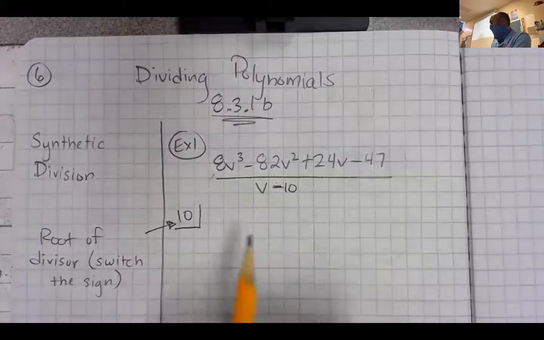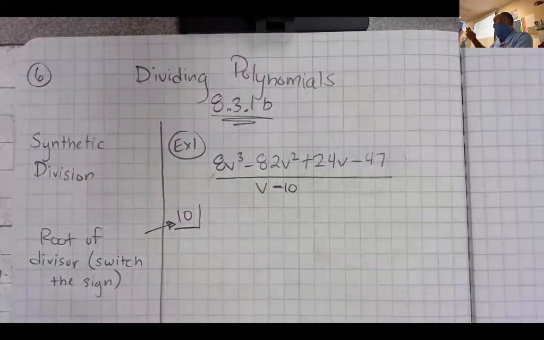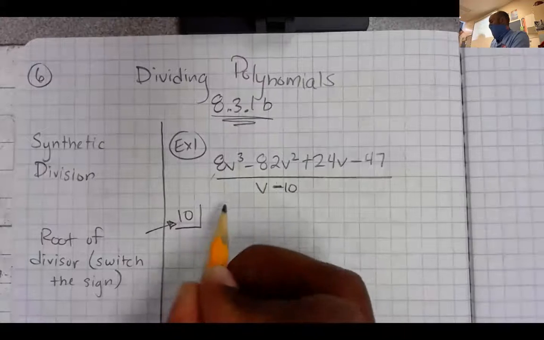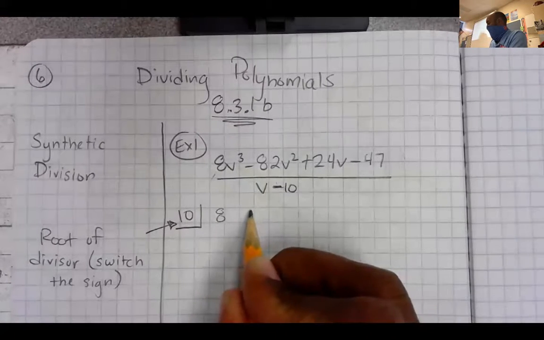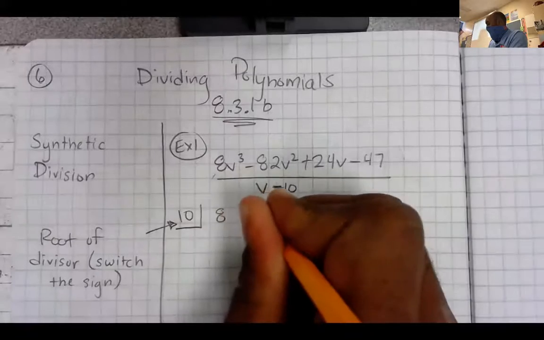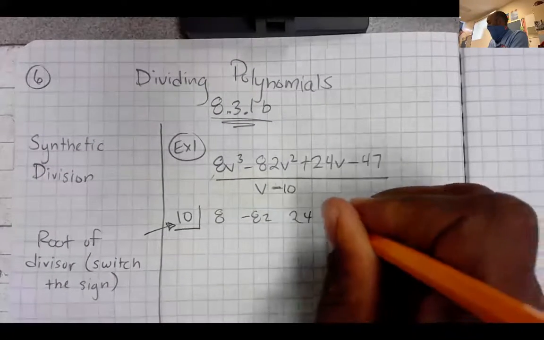Next thing you're going to do is write down all the coefficients. Remember, the coefficients are just the number in the front. So what's the first coefficient? Okay, 8, then what? Minus 82, then 24, then negative 47.